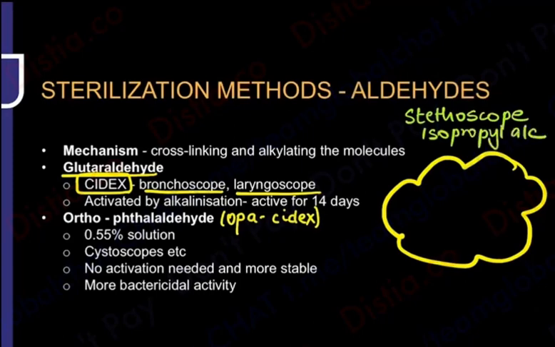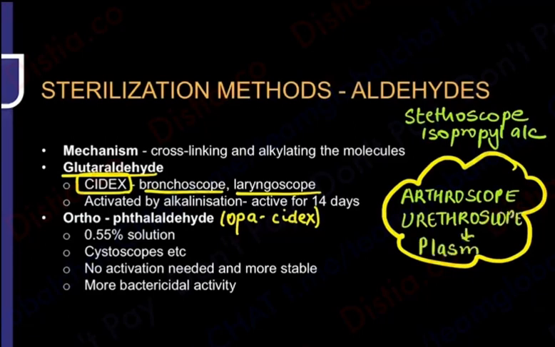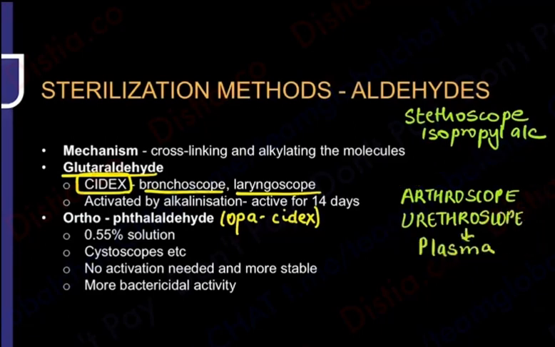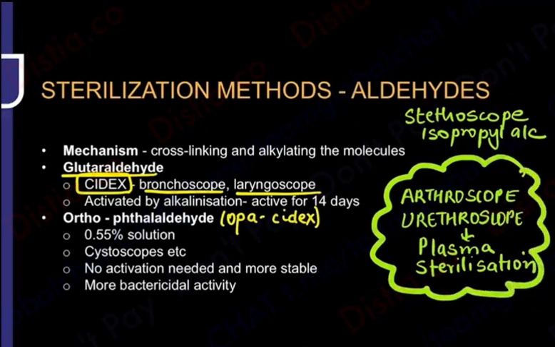Also remember two more things. If they have asked you about an arthroscope being used by an orthopedician for joints, or if they have asked you something to do with a urethroscope, okay, arthroscope and urethroscope are going to be disinfected using plasma sterilization. Very important point for you to note. And I will tell you this once again when I go to plasma sterilization.